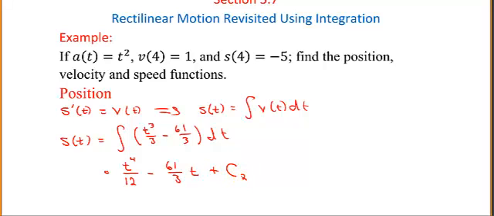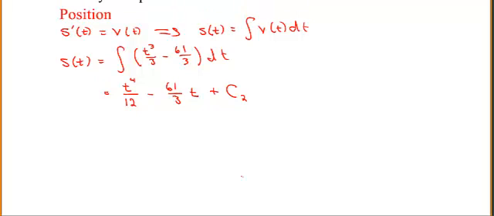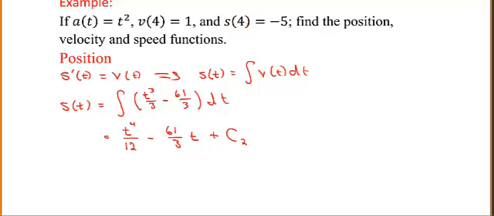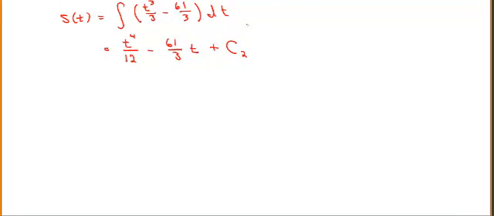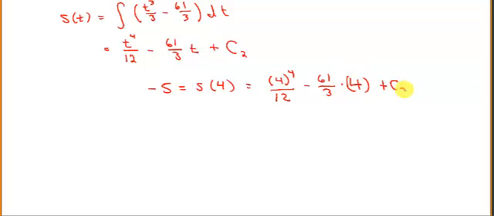I'll call this one C2 so we don't confuse it with the constant that we had in the last integration. And we have now that the position at time t equals 4 is negative 5. So negative 5 is equal to the position function evaluated at time t is equal to 4, but that's equal to this expression with every instance of t replaced by a 4. So that would be 4 to the fourth over 12 minus 61 over 3 times 4 plus C2.